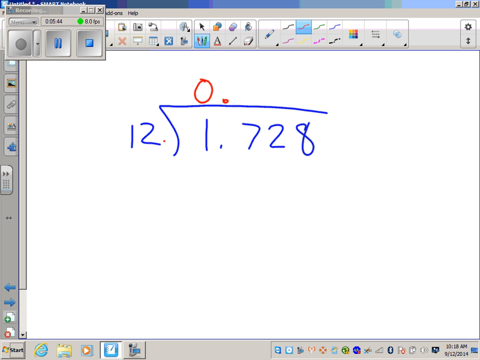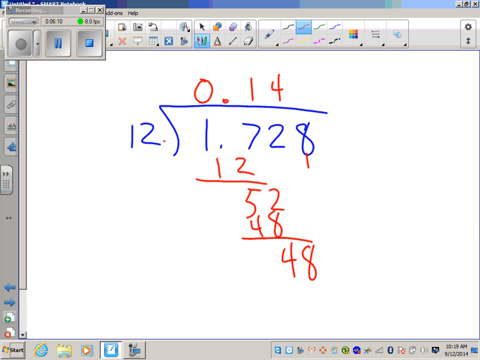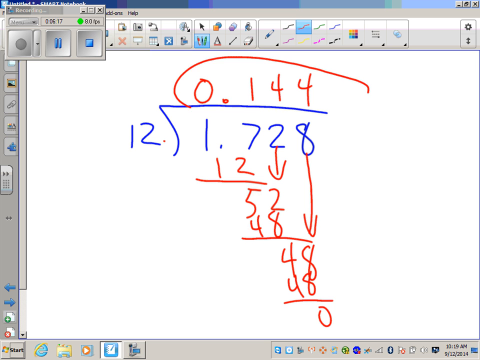Now I shift my focus over. We don't even look at this as 1.7. The decimal's taken care of. It's up here. This is now 17. Does 12 go into 17? Once. So now that 1 goes over the 7. 5, drop the 2. How many times does 12 go into 52? 4. And how many times does it go into 48? Because I'm going to drop this. It's going to be 4. And there we go.